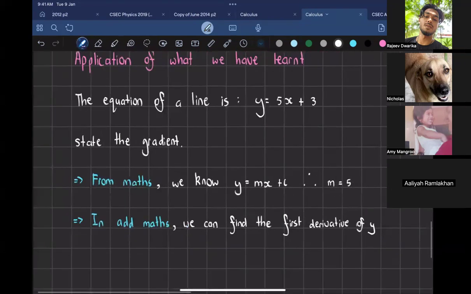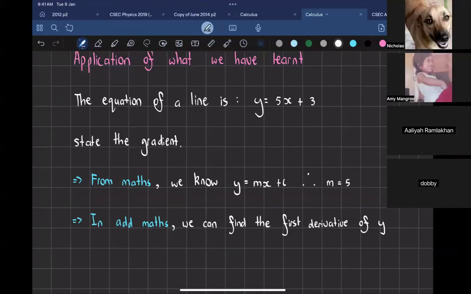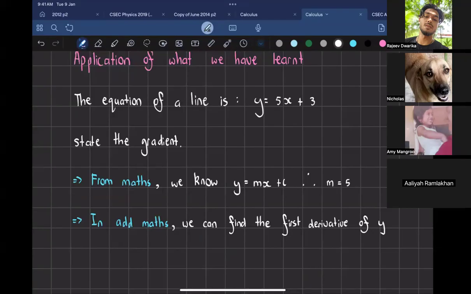Right. So Aliyah, if I find the first derivative of y, since y is equal to 5x plus 3, how would I write the differential notation for that? dy over dx of 5x plus 3. The derivative of that is 5. Nice, see, it does work out. That's because dy over dx means gradient, and when you find the first derivative, you find the gradient.